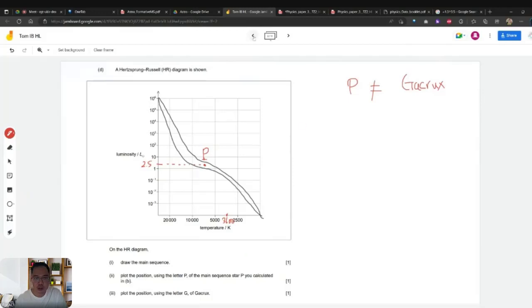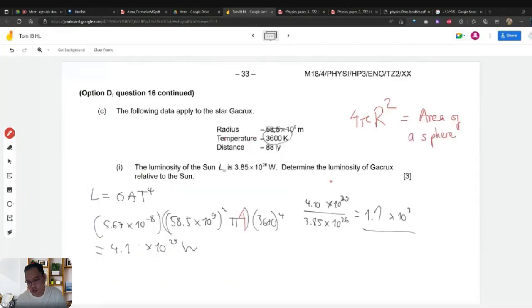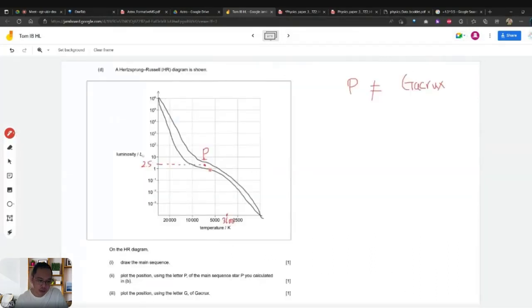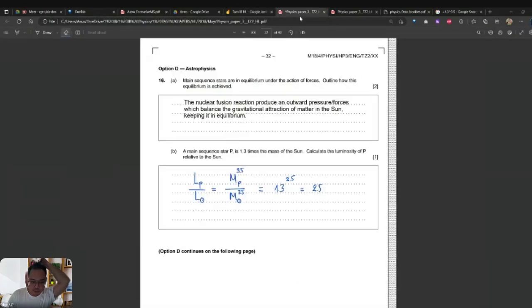And the luminosity you calculated, 1,100 times more luminous than the sun, which is here. Here, Gacrux, huh? Yeah. So it is supposed to be a red giant. That is the next question.